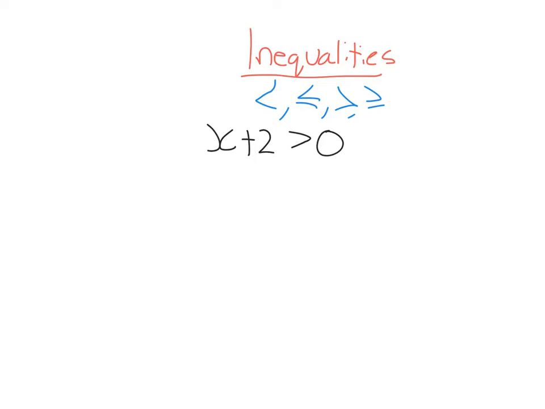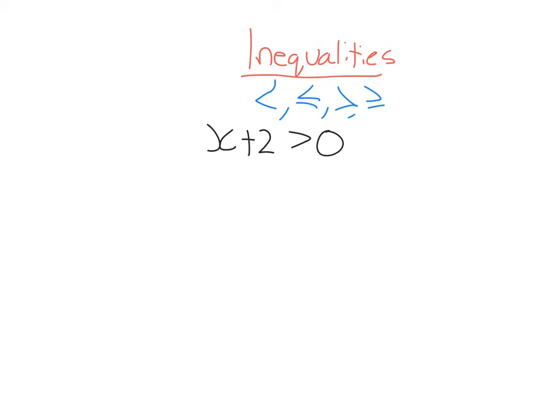So let's say we have the inequality x plus 2 is greater than 0. So unlike if this was an equation, x plus 2 equals 0, here there are going to be infinitely many solutions, not just one solution. There are infinitely many numbers you can substitute for x to make this a true statement. For example, if you substitute x is 10, you get 10 plus 2 is greater than 0. That's a true statement. If you substitute x is 1, you get 1 plus 2 is greater than 0. That's a true statement. However, I can't just substitute any value for x. If I substitute x is minus 7, I get minus 7 plus 2 is greater than 0.